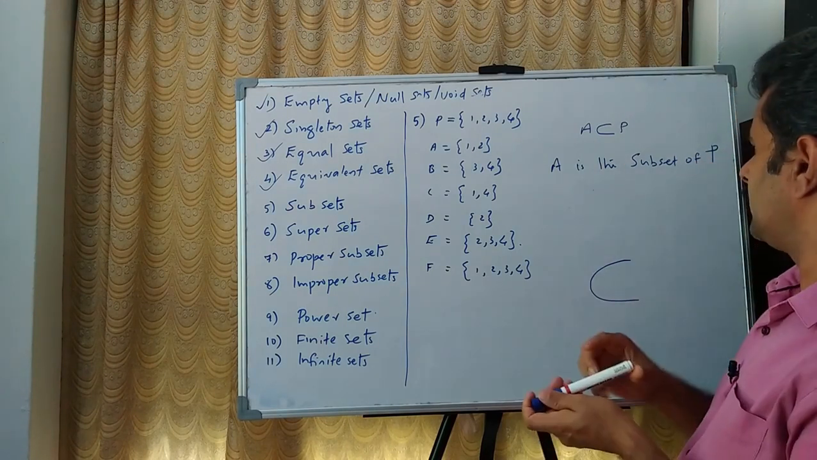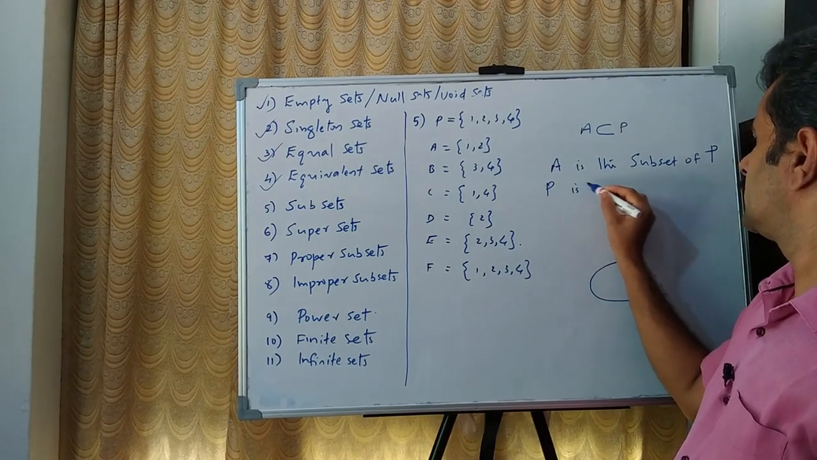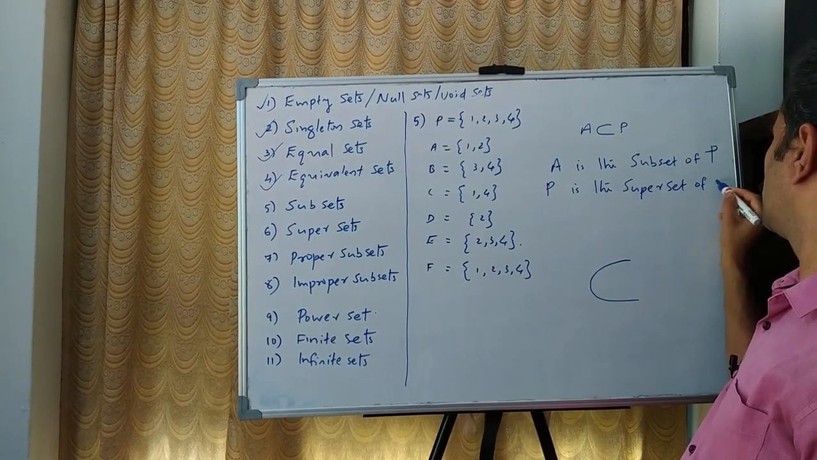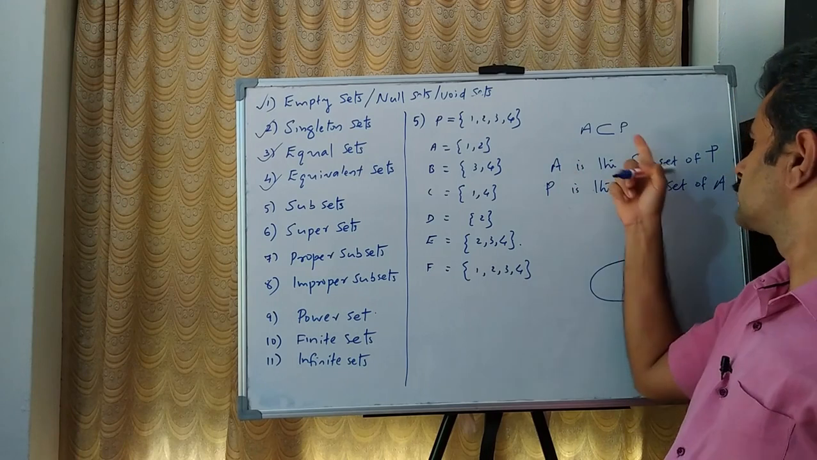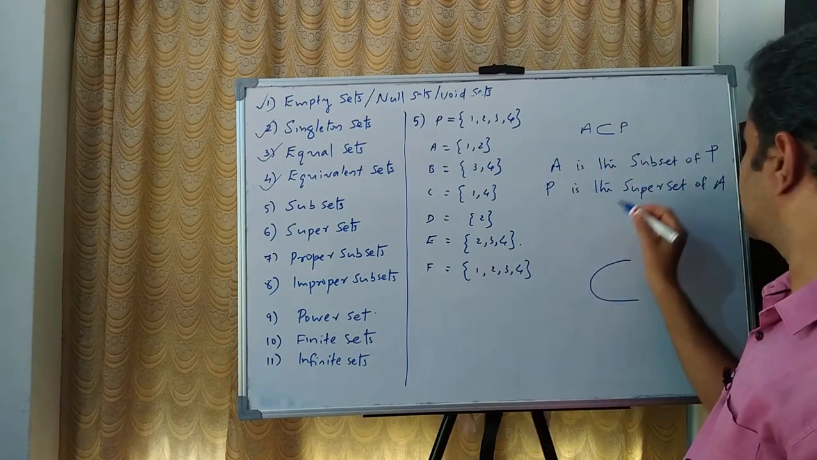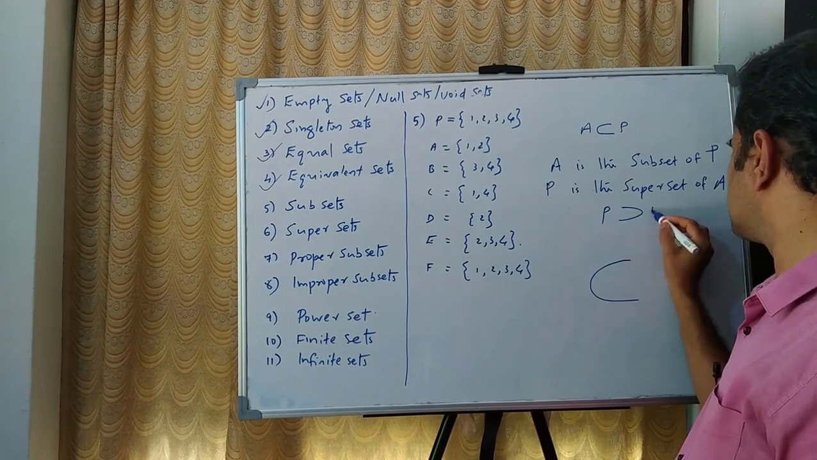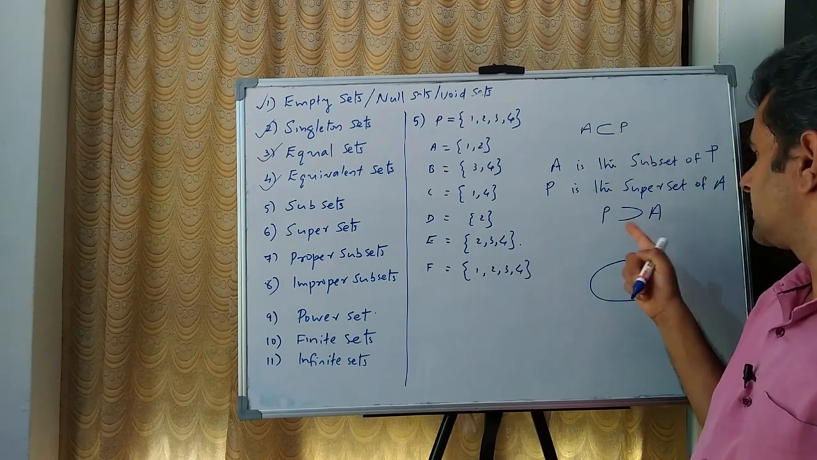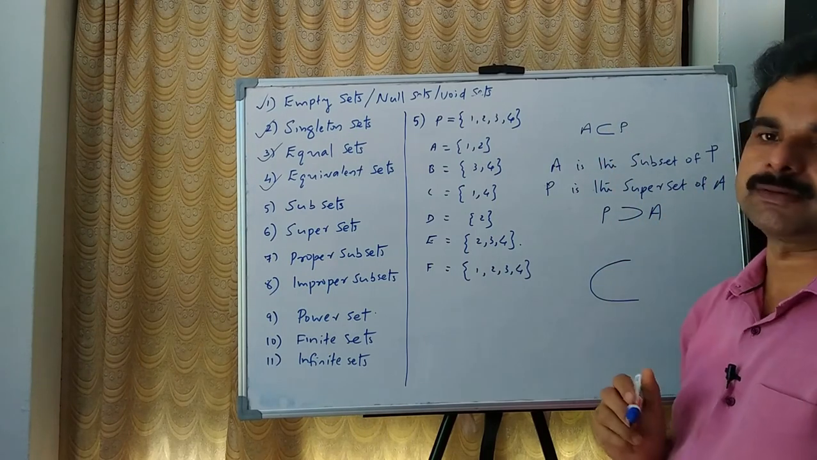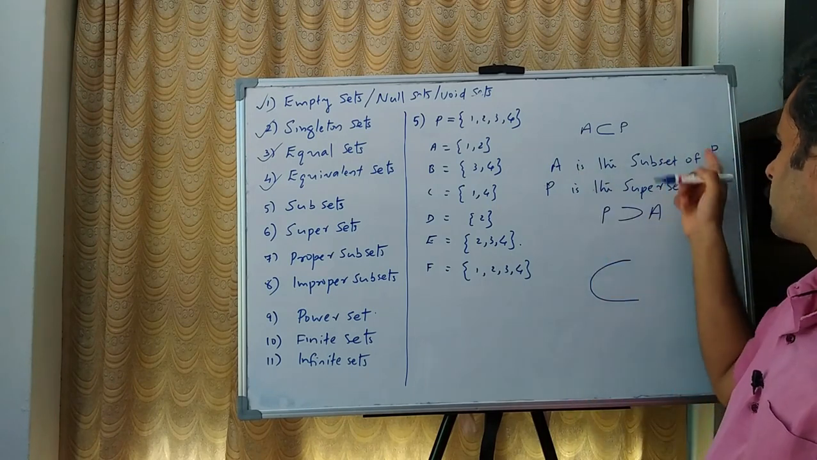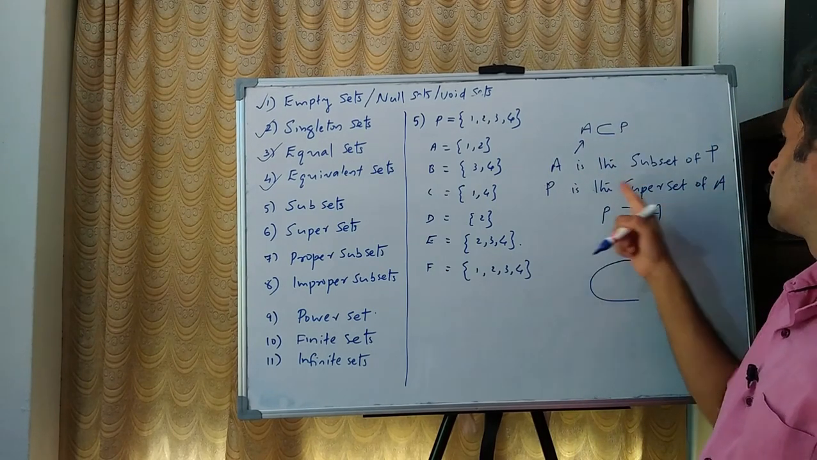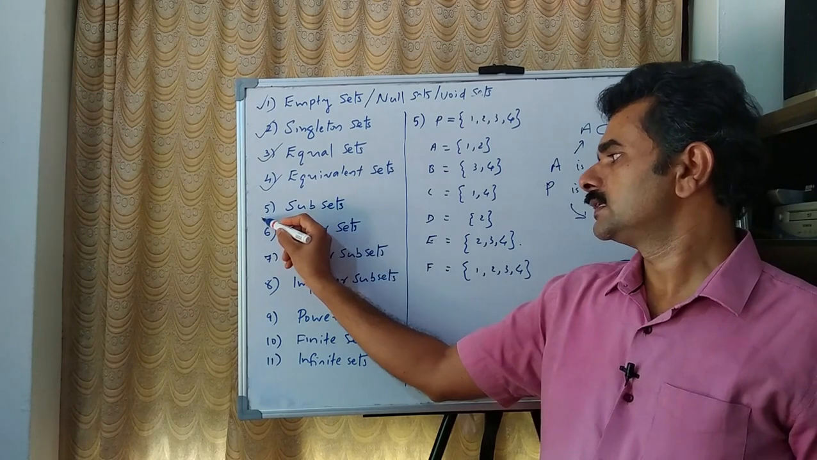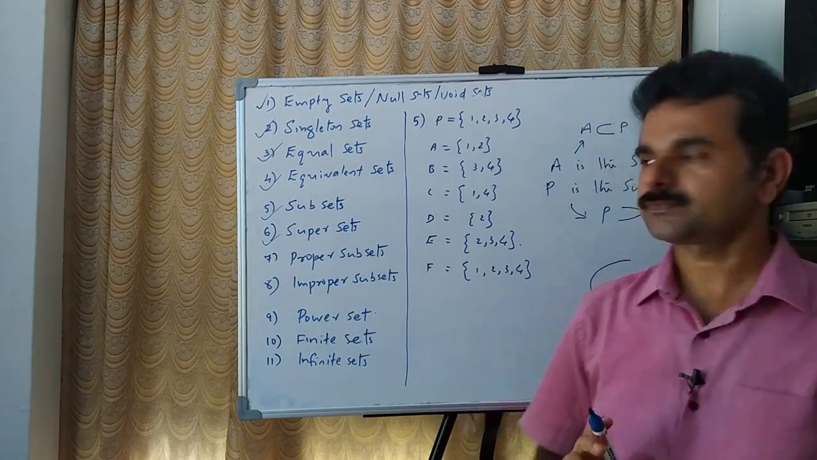But P is the superset of capital A. It's reverse order. P is the superset of capital A. A is the subset of P, P is the superset of A. Clear? A is the subset of P, P is a superset of A. These are the representations. So that is all about subsets and supersets.